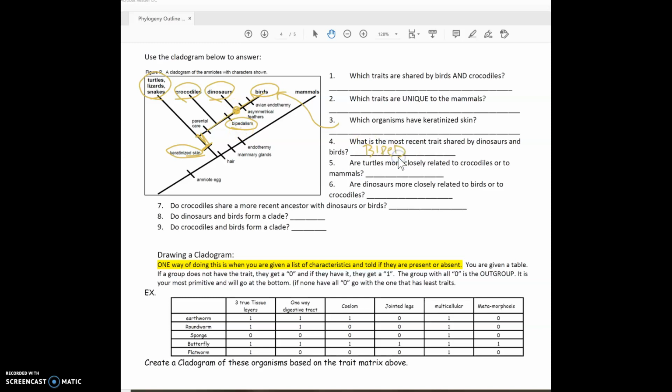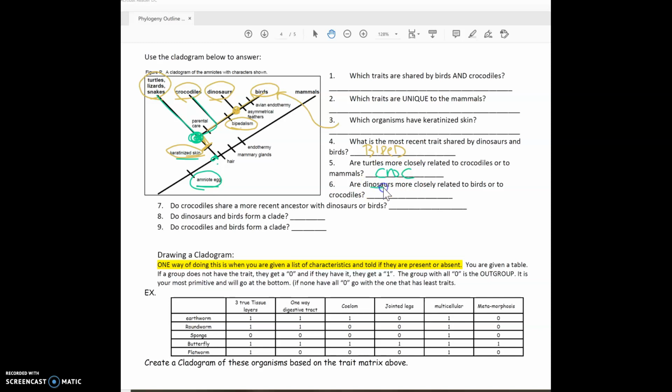All right, are turtles more closely related to crocodiles or to mammals? So what you want to do here is we're going to just change my color here. So crocodiles, let's see, turtles and then crocodiles. So turtles and crocodiles, if we look at where they branch here, right? Which means they share the egg and the skin. But turtles and mammals, if we look here, they branch further back and they only share the egg. So they share less characteristics and they branch further back. So the turtles would be more closely related to the crocodiles than the mammals.